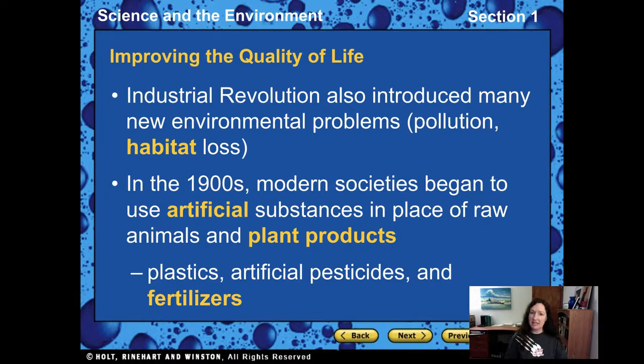Now, in the 1900s, we started using chemistry to make artificial substances. So we stopped using natural things and we started making these artificial things. Plastics are an example of something that's made from oil. Artificial pesticides and fertilizers have also been used to help us grow more food. So chemistry has really exploded in the last century, and it has allowed us to do a lot more things and make a lot more things. Not always a good thing. It seems to be good for us from a convenience standpoint, but for the earth, it's not always necessarily a great thing.